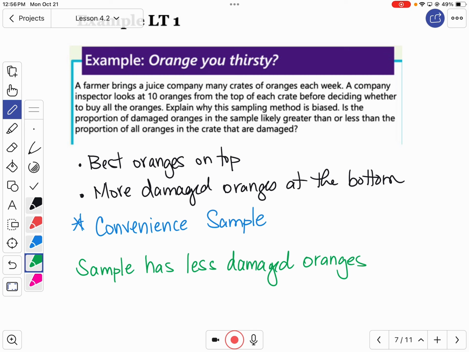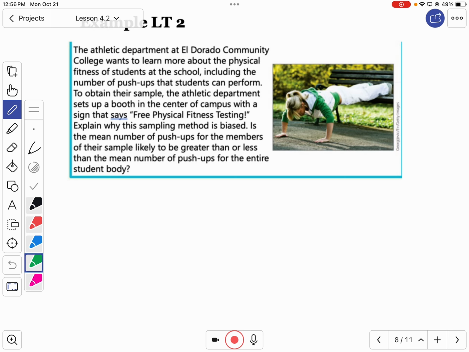All right, let's look at the next one. So just a little different type of situation with this next one. All right, rock and roll. It says the athletic department at El Dorado Community College wants to learn more about the physical fitness of students at their school, including the number of push-ups that students can perform. To obtain their sample, the athletic department sets up a booth in the center of campus with a sign that says free physical fitness testing.